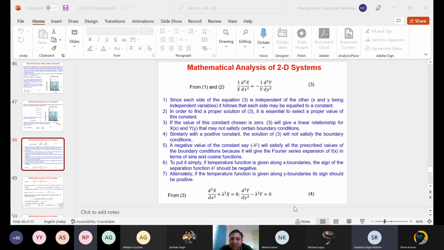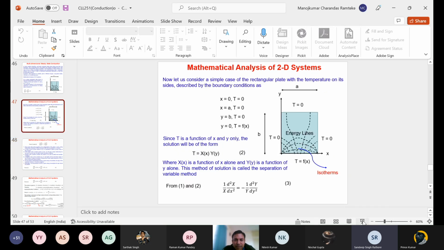Sir, can you please explain this part once again, how to choose the constant lambda square? Okay. So I have already given some more information here. Let me just make it big.